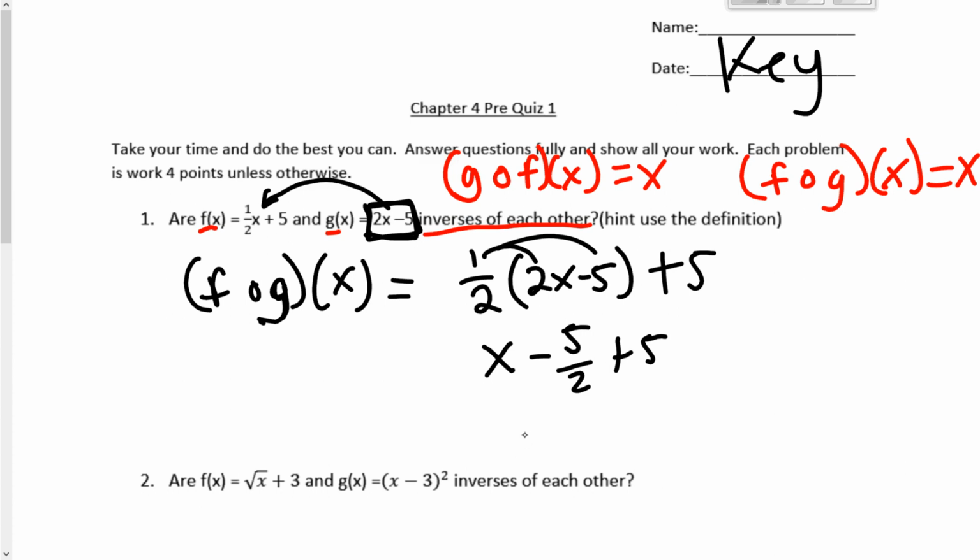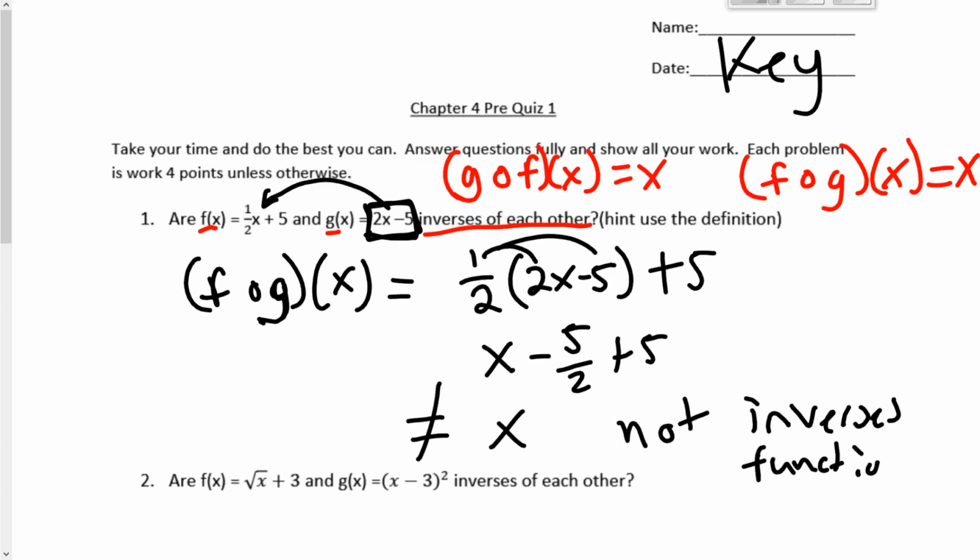Well, this does not equal x, right? Since it does not equal x, that means that these are not inverses. So I don't even have to do the top one, g of f of x, because this first one did not equal x. So not inverse functions. Okay, let's move on to the next one.